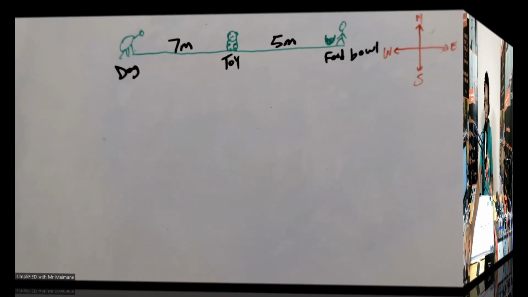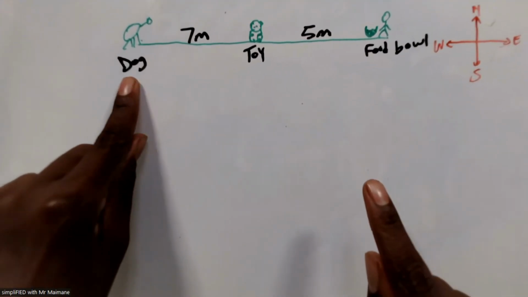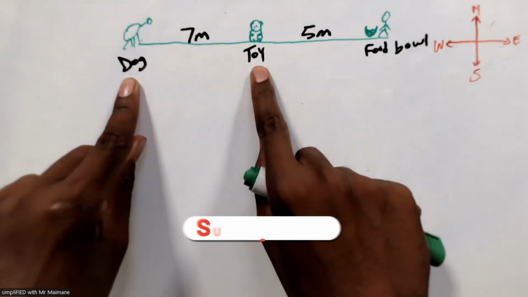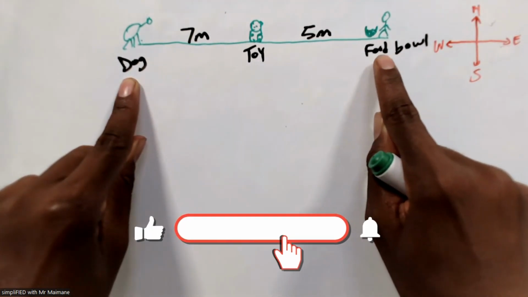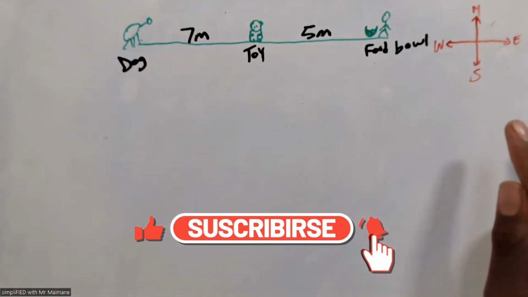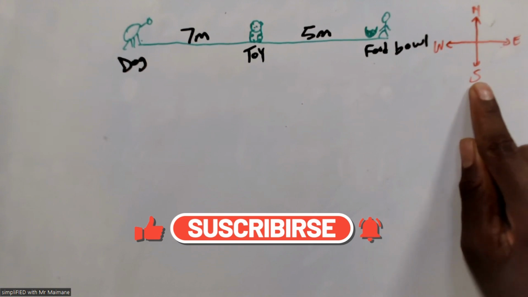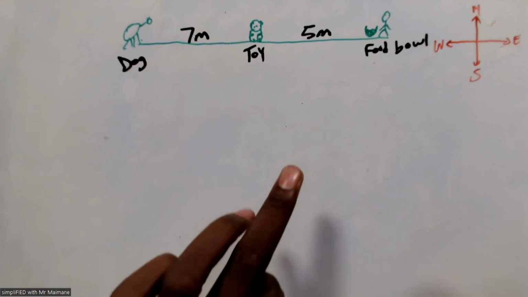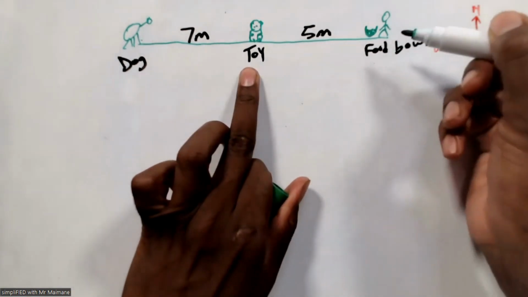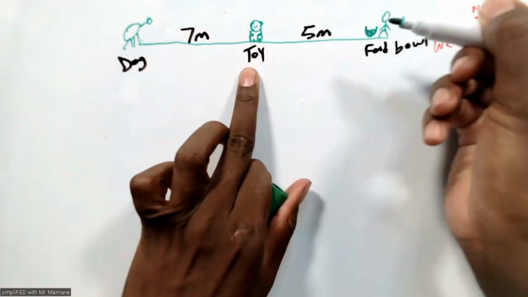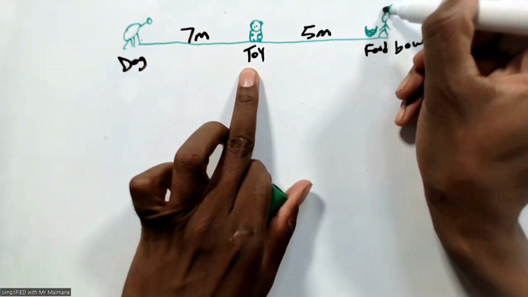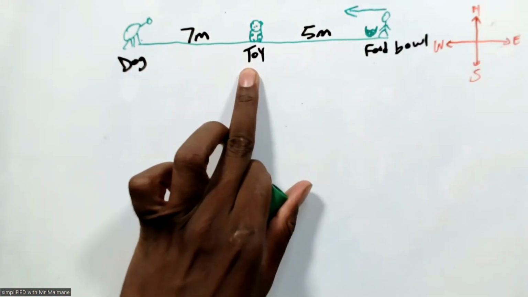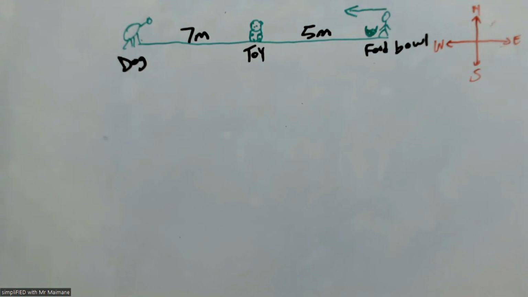So it goes like this. Here's our story. We have the dog, and then we have the toy, and we have the child there with the food bowl. The most important thing is they gave us a scale for the direction: north, east, south, west. The child is approaching the toy westwards. We are dealing with vectors here, so direction matters.